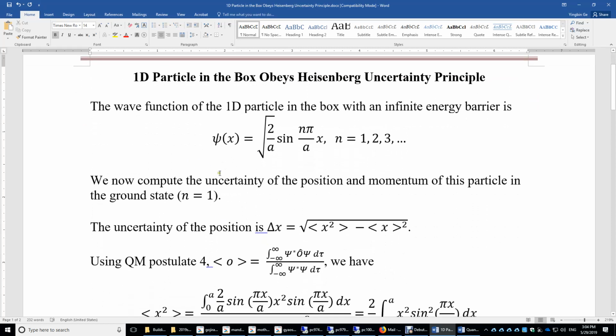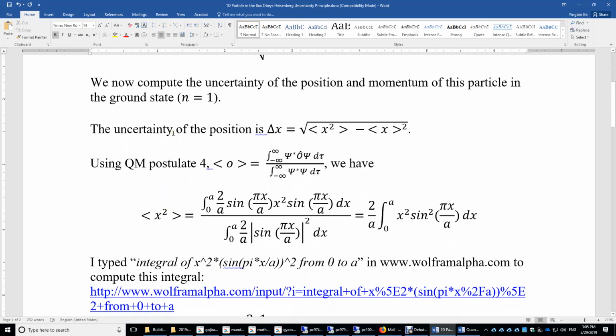We now compute the uncertainty of the position and the uncertainty of momentum separately for the particle in the ground state. The uncertainty of the position is given by the square root of the expectation value of x squared minus the average value of x squared, using quantum mechanical postulate 4.